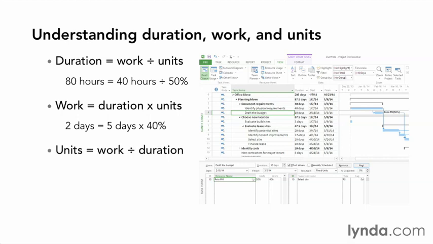Similarly, Project calculates units if you give it the duration and the work. Say you set the work at 40 hours and the duration at 4 weeks, which is 160 work hours. The percentage of time the resource works on the task is 25%, shown here as 0.25.